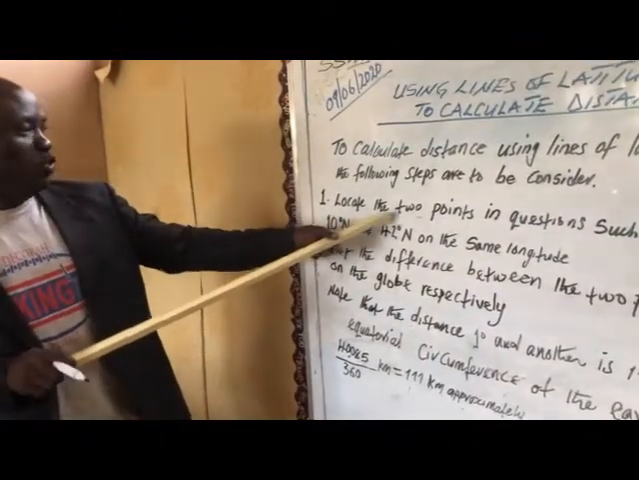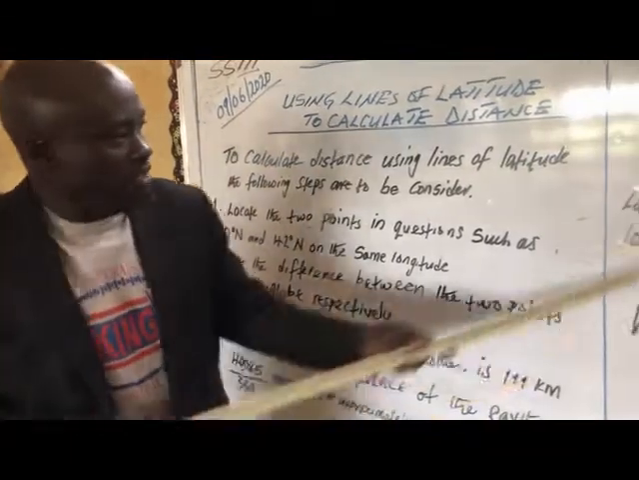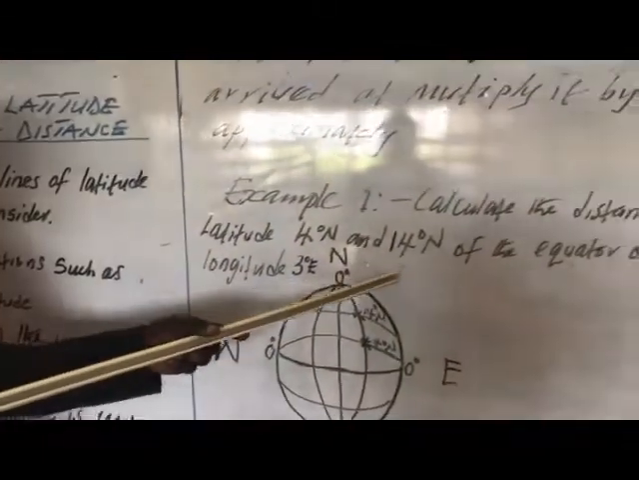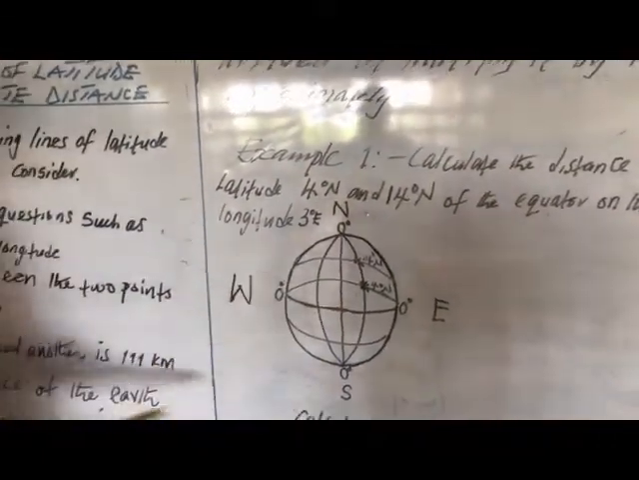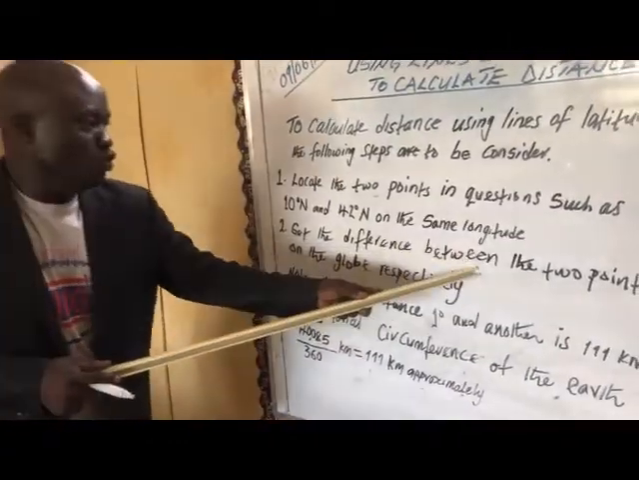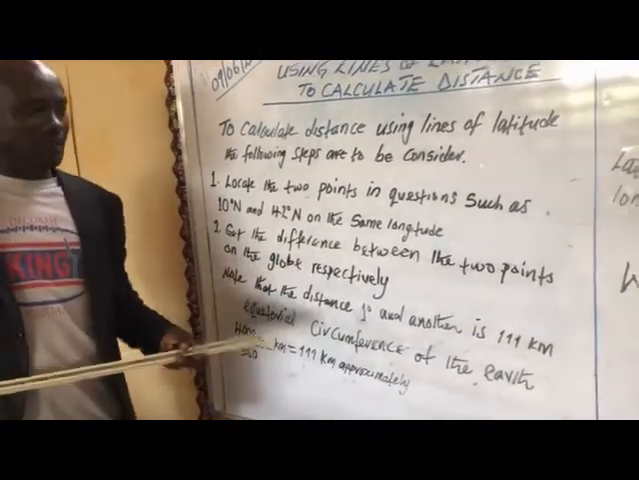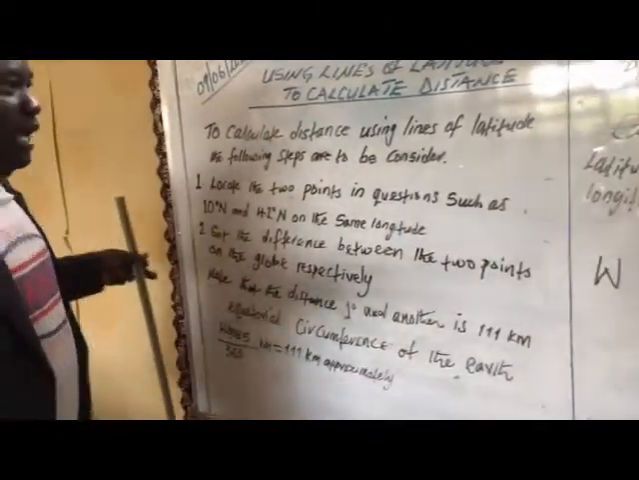Going by that, first step, we have located the 2 points in question. That is to say, 4 degree north and 14 degree north, using this globe, this chart. The next step is to get the difference between the 2 points on the globe, respectively.